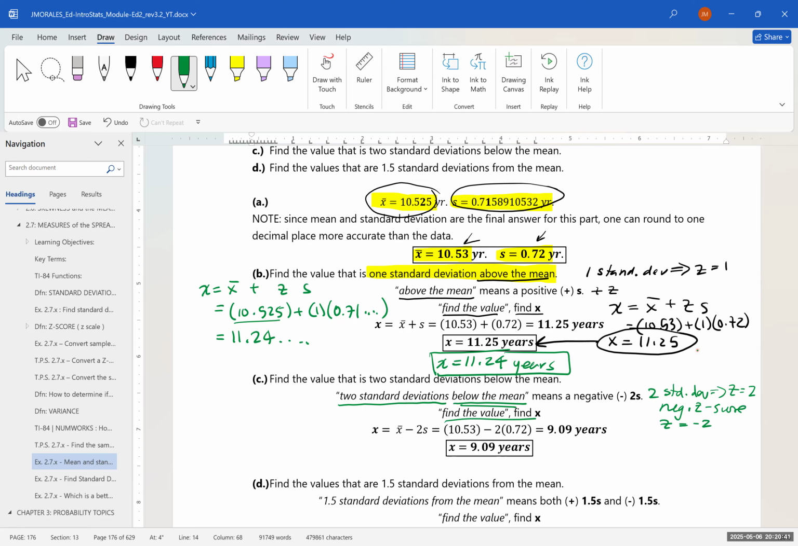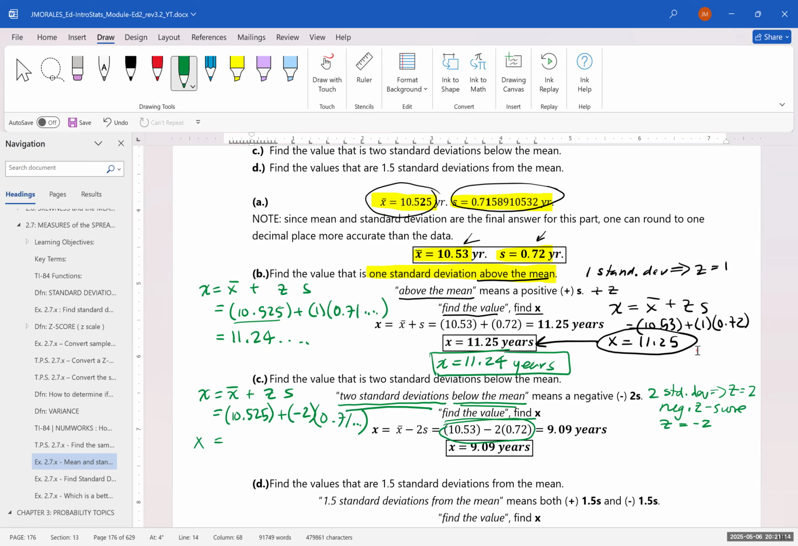Okay, so I think this answer too is based off of these rounded values. So I'm going to do the same calculation. Let me put 10.525 plus, now we want to put in -2 because we want 2 standard deviations below the mean. And then s is 0.71 dot dot dot.